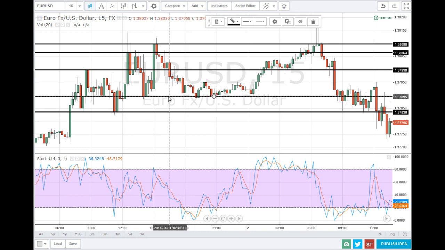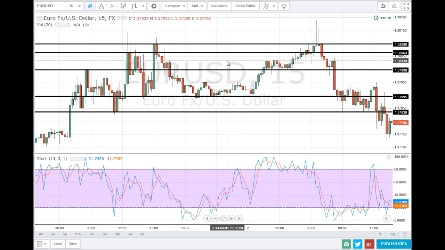Another support here, and price bounced off this support a number of times. So that's our support and resistance marked on a 15-minute chart. We will now go to our 60-second or 1-minute chart and look for engulfing candles or pin bars on these levels of support and resistance.